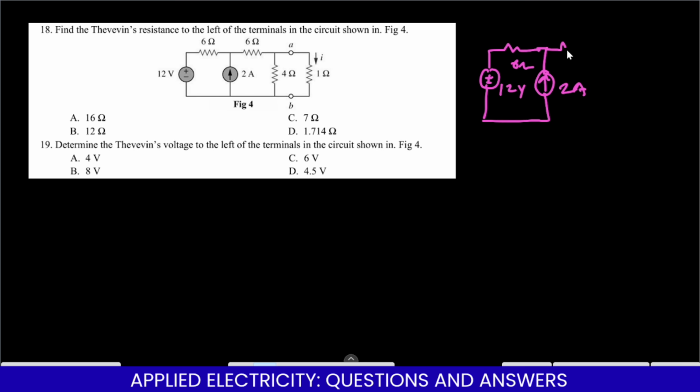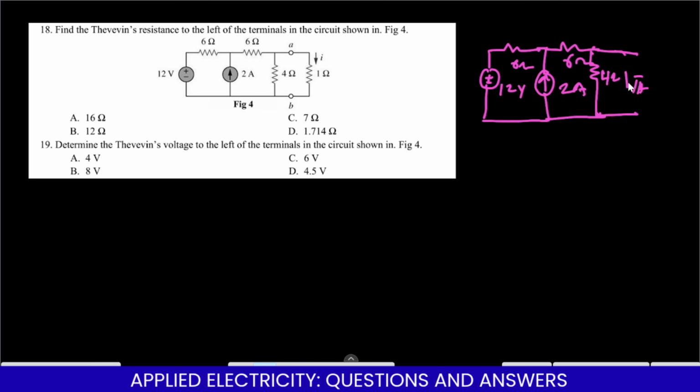And then we have our resistance, which is 6 ohms here. Now we also have another resistance, which is 4 ohms. And then finally our terminal where we can insert our component. Here, what are we looking for? We're looking for the Thevenin's voltage.